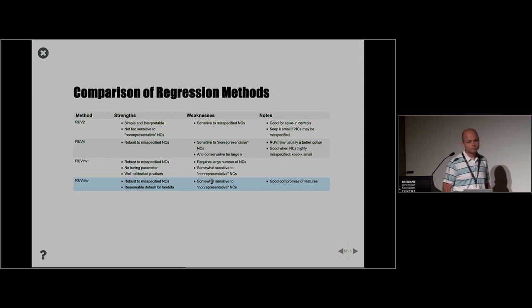All the others, RUV inverse, RUV-R inverse, you also said are somewhat sensitive? Yeah. So RUV inverse and RUV-R inverse are somewhat sensitive. RUV4 is much more sensitive. RUV2 is nearly insensitive to this. If we're using spike-in controls, we should use RUV2. Generally, that's what I do.